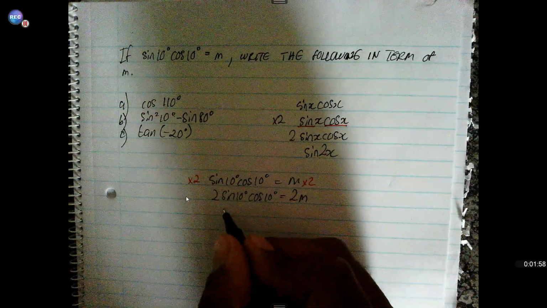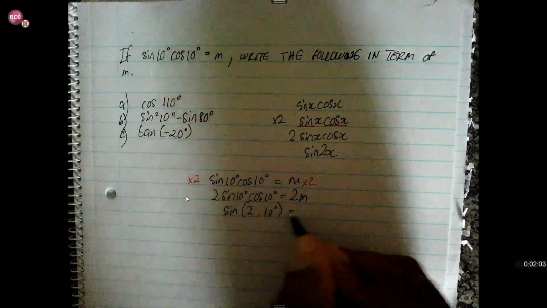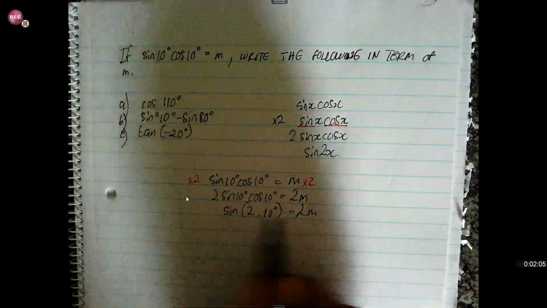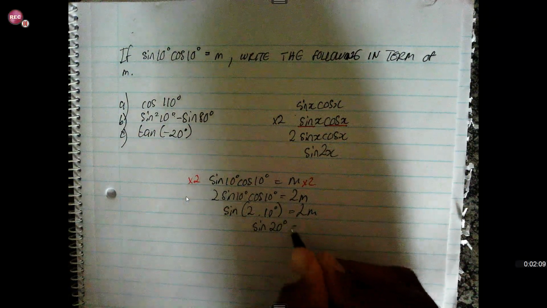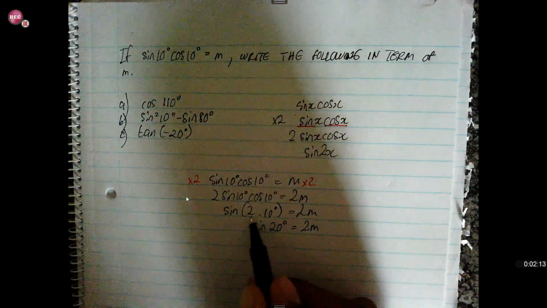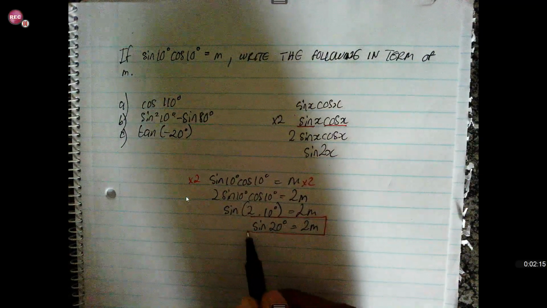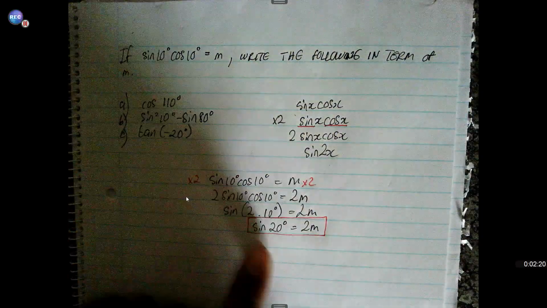Writing this in the form of sine 2 multiplied by 10 degrees, we know that this gives us sine 20 degrees equals 2m, right? So this is what we want. We want one single ratio, so from double to single, right?